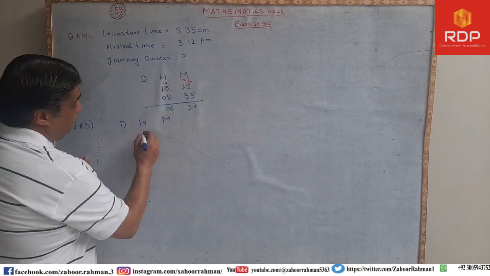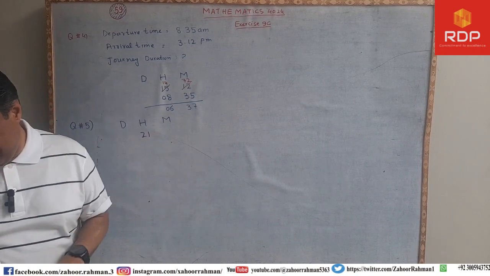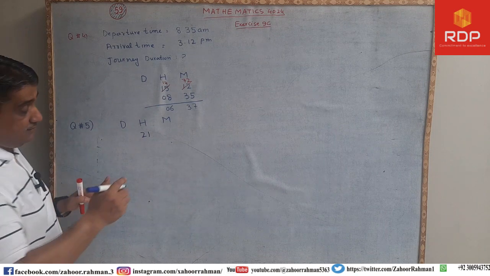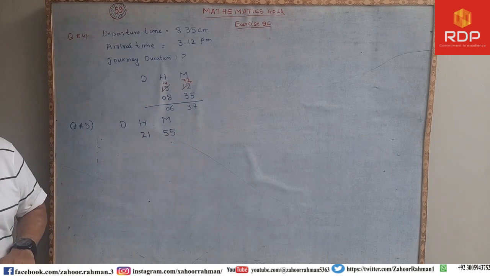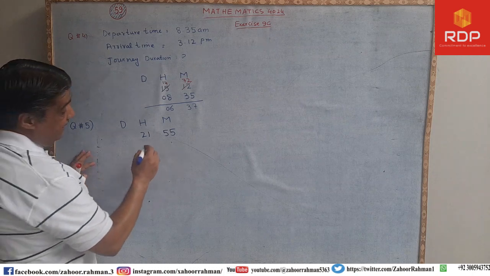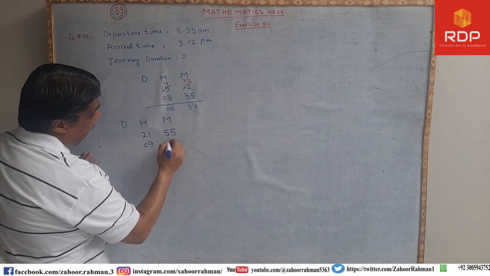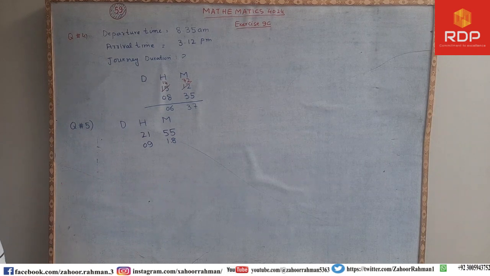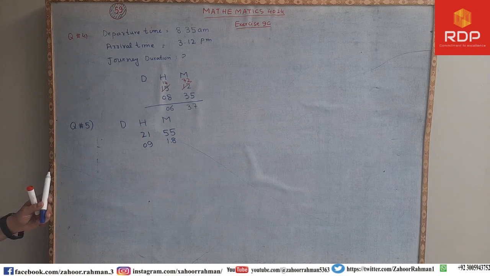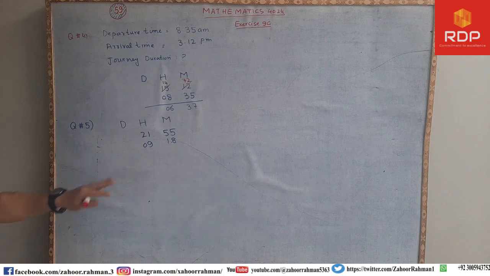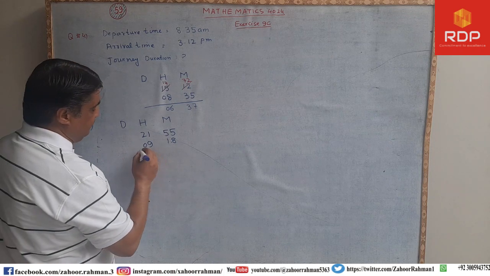We are writing 21 and 55, and then we have to add 9 hours and 18 minutes. One thing you have to keep in mind, if you want to perform this sort of calculation and you see the book, that is a very difficult scenario, very confusing. So I made this time calculation very easy for you.